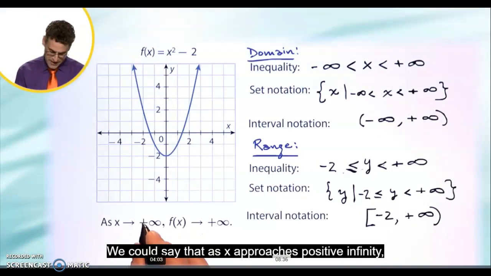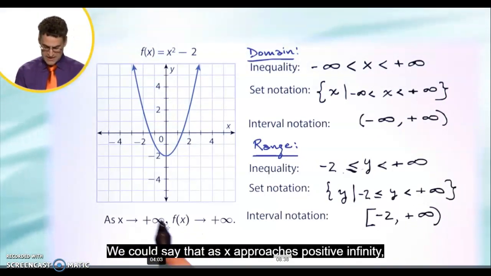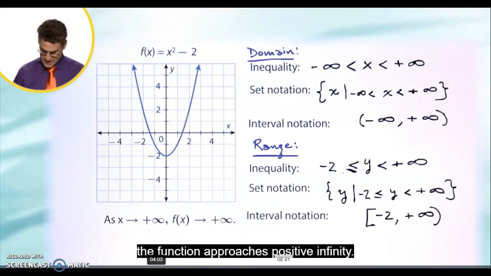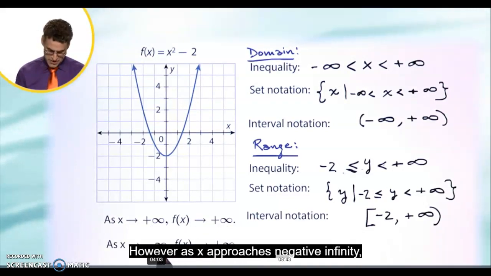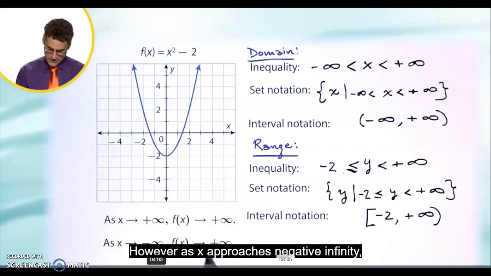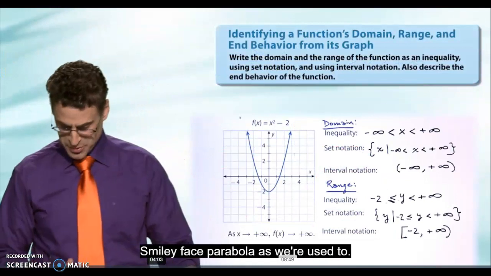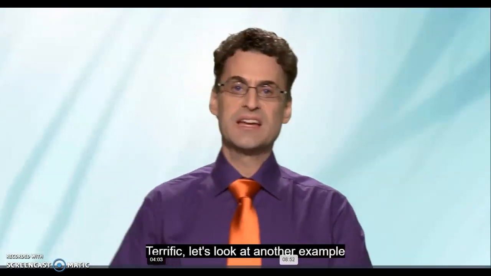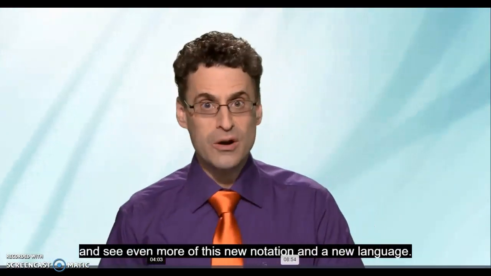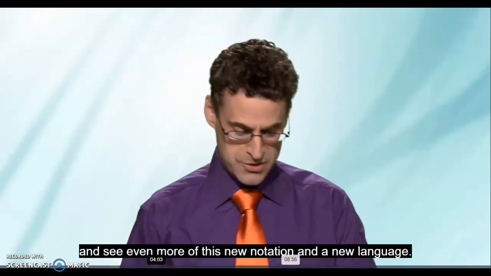We could say that as x approaches positive infinity, the function approaches positive infinity. However, as x approaches negative infinity, the function still approaches positive infinity. Both ends are going up. Smiley face parabola, as we're used to. Terrific. Let's look at another example and see even more of this new notation and the new language.